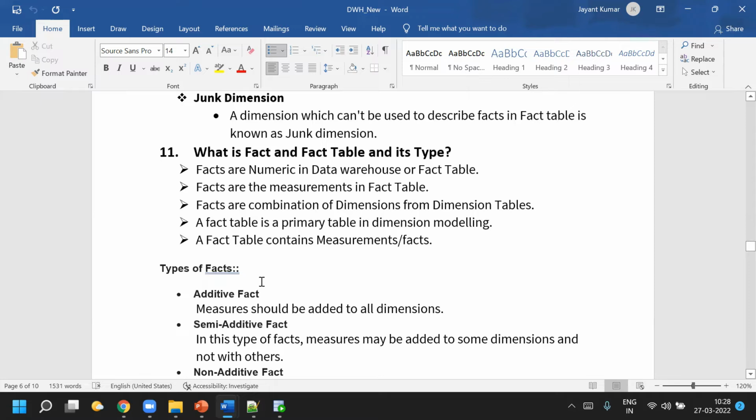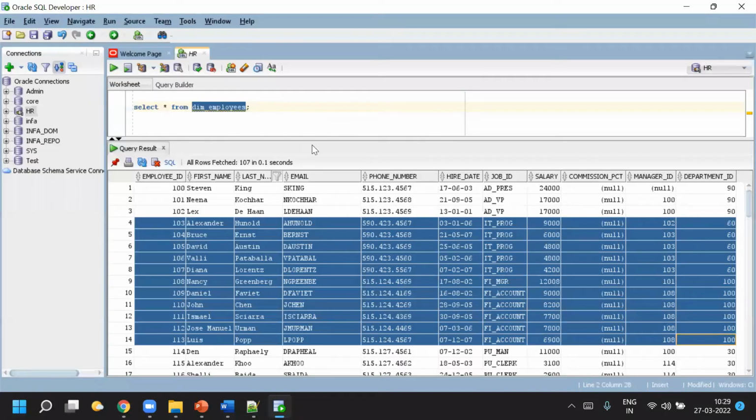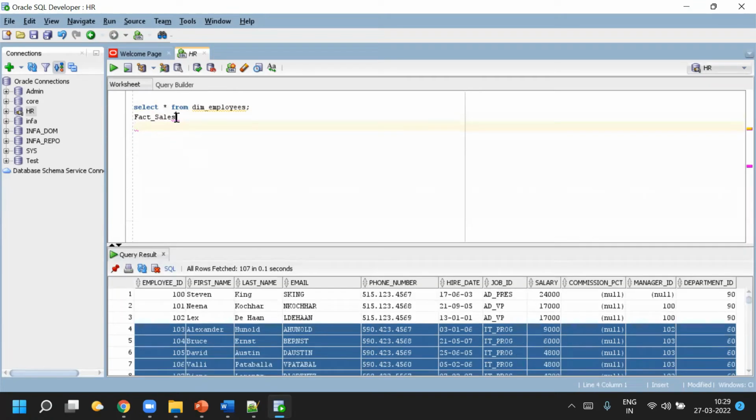So what is a fact table? Okay, so what is a fact table, and its types. Facts are numeric in a data warehouse or fact table. Think we have a table called fact_sales. Okay, so what will it have? You can say that this is the format we use for writing fact tables.